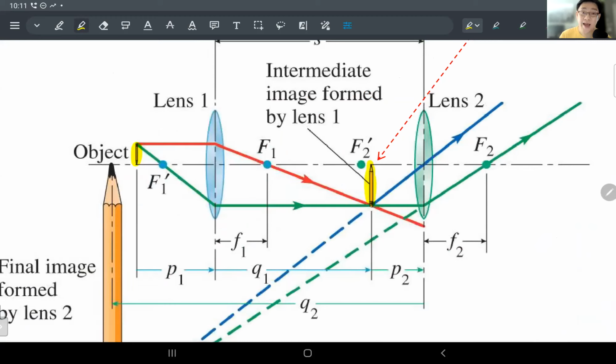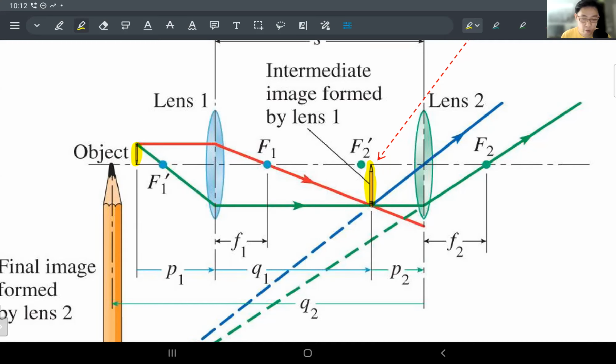Then you take this image and treat it as an object for lens number 2. Does that make sense? That's it. That's the whole concept of how you deal with a multiple lens system. You do the calculation one by one, and consecutively, you take the image from the first lens to be the object for the second lens. So you figure out the second image. And if you have more than 2 lenses, if you have a third lens, then the image of your second lens will be treated as an object for the third lens, on and on. Does that make sense? All right.